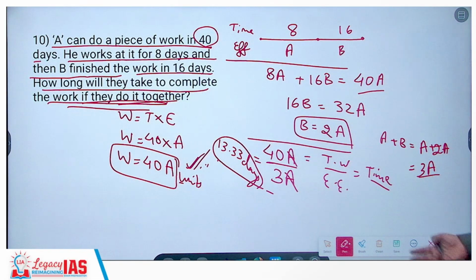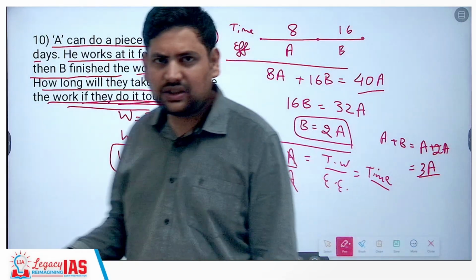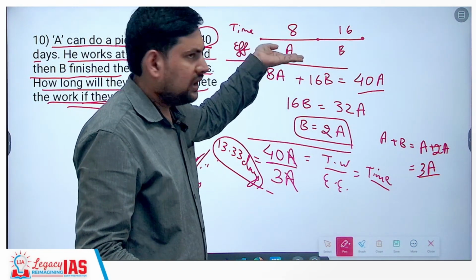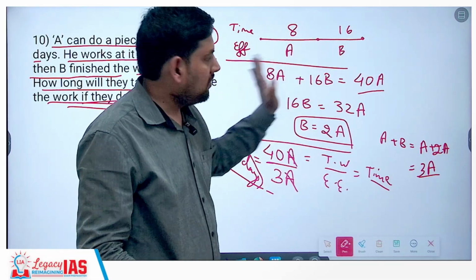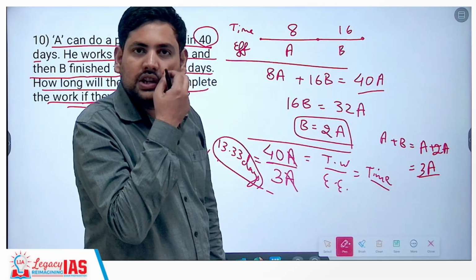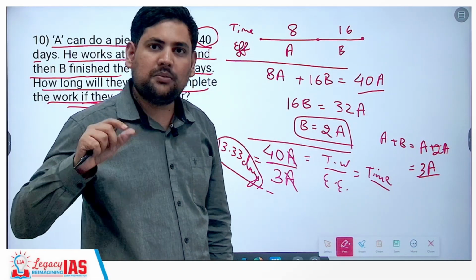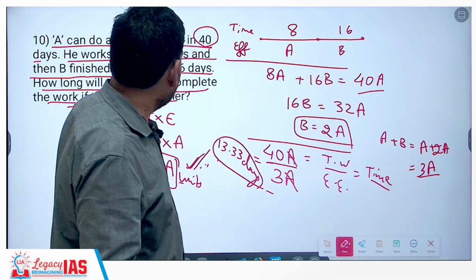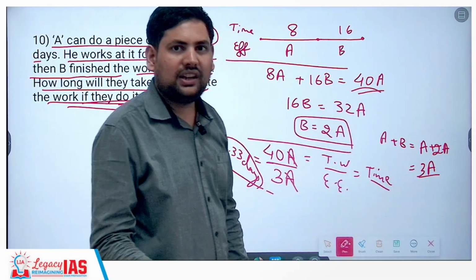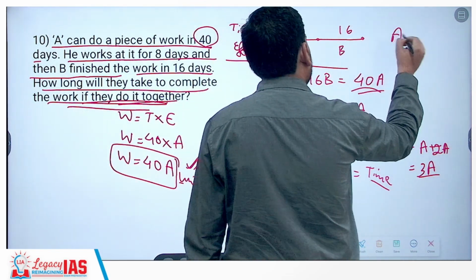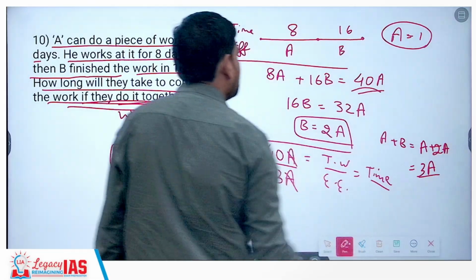Okay, so this is how you do questions. When one person comes, one person leaves, simply draw the timeline, write time above, efficiency below, multiply them, and then add all of this, which gives you the total units of work. If total units of work can be calculated, if A and B alone everything is given, calculate total units of work. If that is not given, only one person is given, use variables like this. Also, another way is you can take efficiency of A to be 1. That way also you can do this.